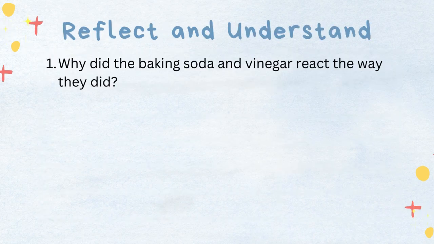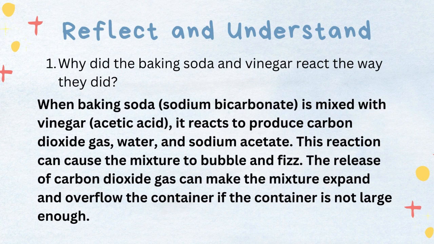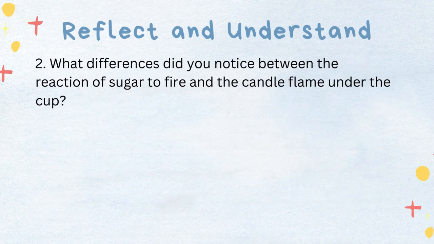Reflect and understand. Why did the baking soda and vinegar react the way they did? When baking soda's sodium bicarbonate is mixed with vinegar's acetic acid, it reacts to produce carbon dioxide gas, water, and sodium acetate. This reaction can cause the mixture to bubble and fizz. The release of carbon dioxide gas can make the mixture expand and overflow the container if the container is not large enough.